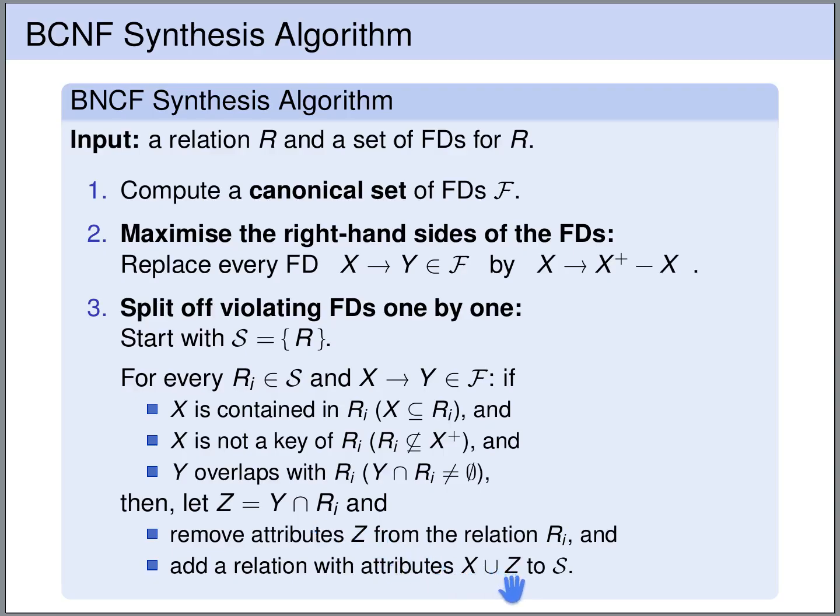Before, in the table decomposition method, this Z was always Y. We've created a new table that contained all the attributes in the left and in the right, but now because we are iterating these decomposition steps, it may happen that the attributes in the right-hand side of the function dependency only partially appear in the relation. So therefore we only take the attributes X and Z, those attributes in the right-hand side that appear in Ri.